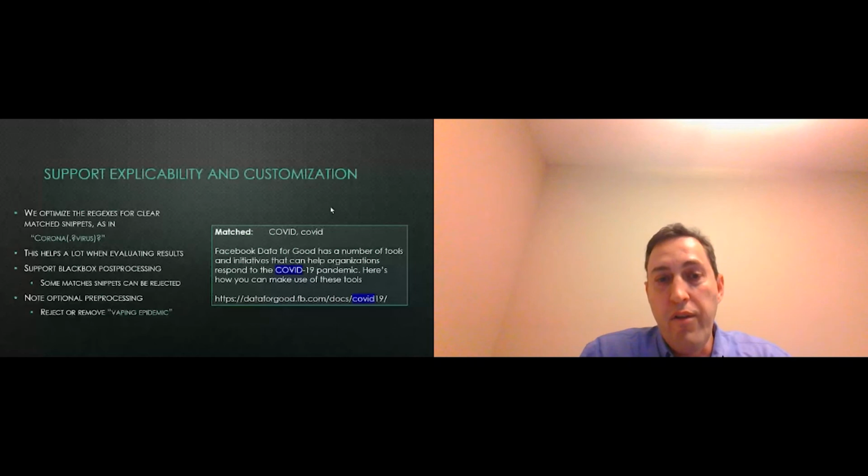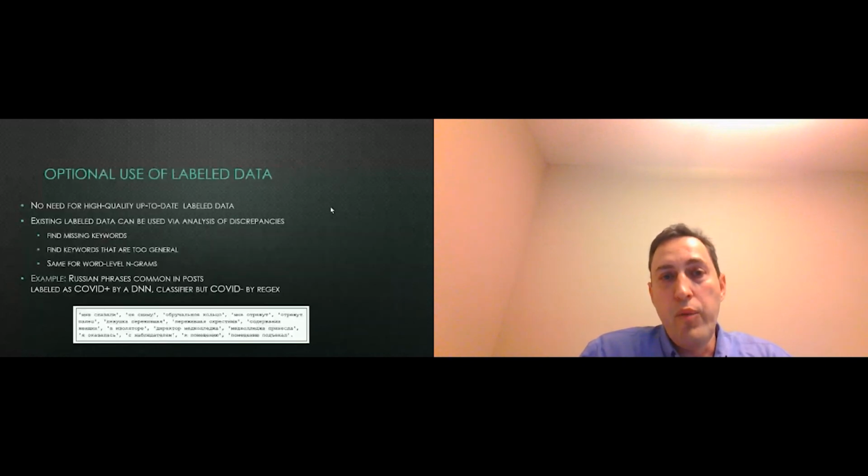In this case, vaping epidemic was a false match, and we intercepted that. But of course, we can also modify the regex. Now, label data can be used. It's not necessary, but we had a DNN trained, and this helps find missing keywords, keywords that are too general, and also for N-level word grabs.